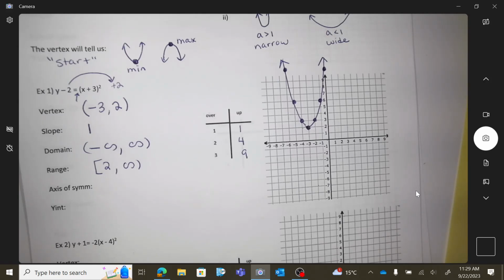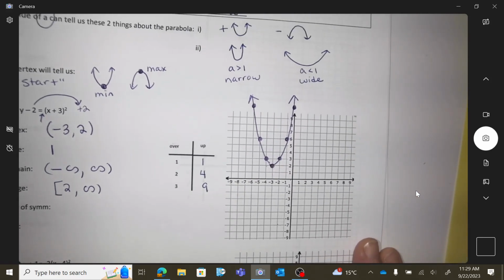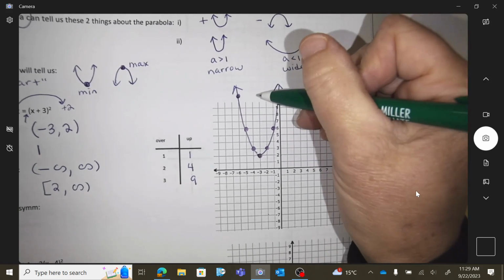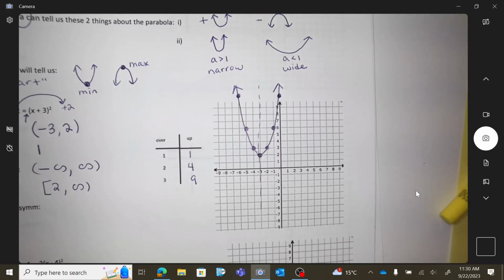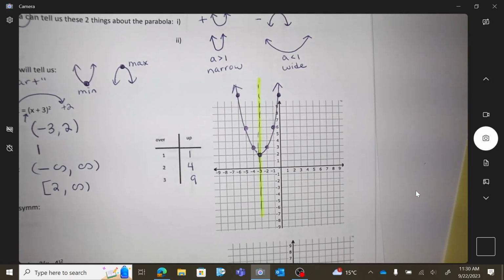Okay, axis of symmetry. If I could cut it and fold it, that's what you're doing. So where would you want to cut it? It would look like this if I wanted to cut it, right? Here's where I'm cutting. So I need to make an equation of that line.